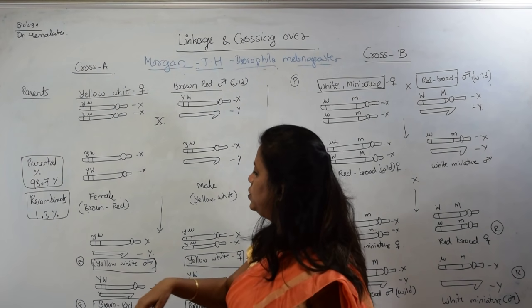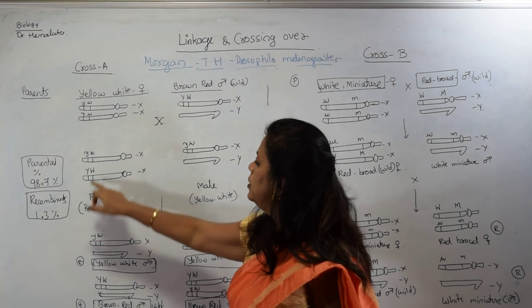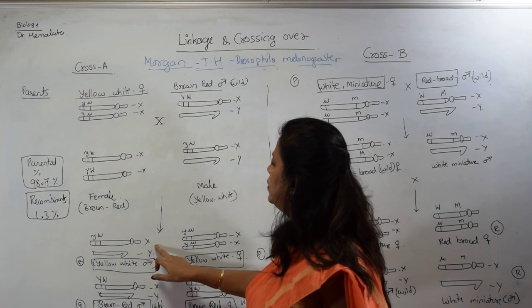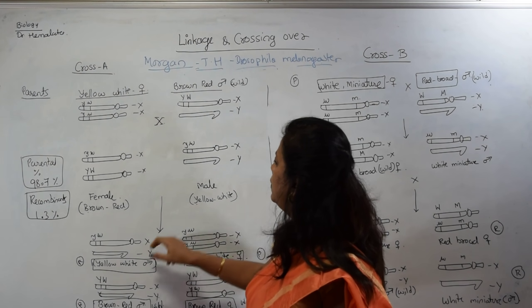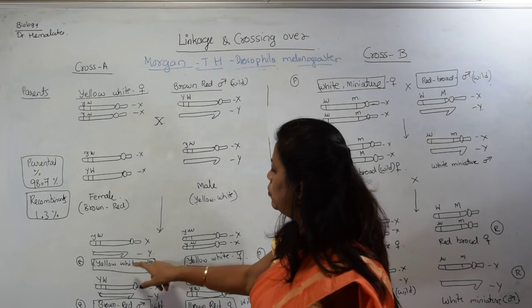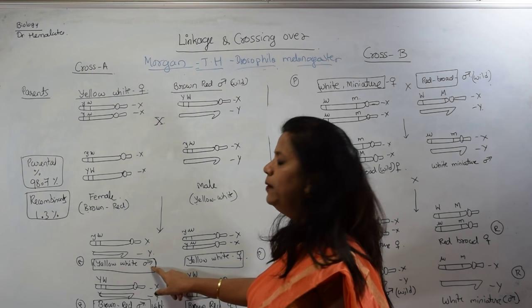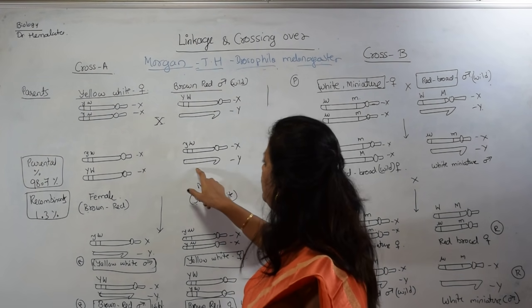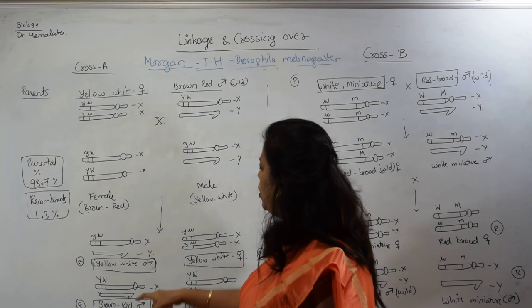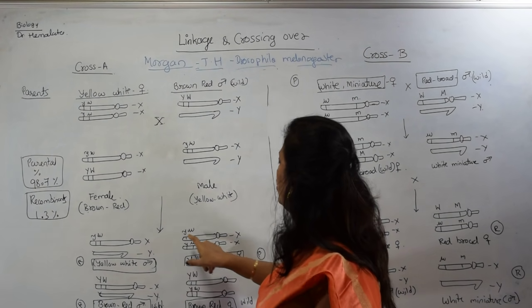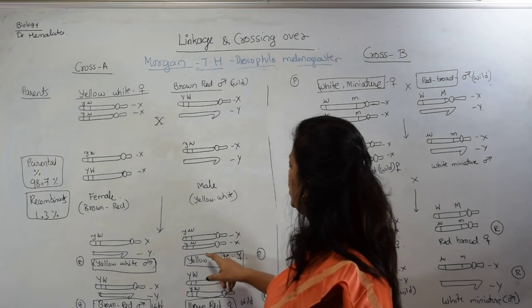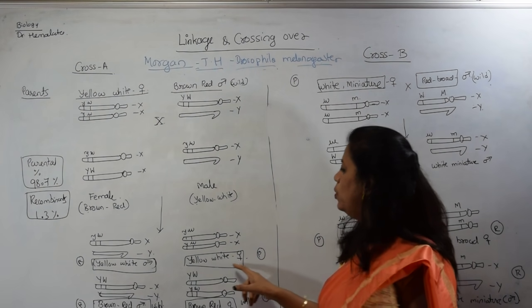What are the combinations? First one, this one: small y, small w, that is the recessive gene for the yellow and white character, combining with the Y chromosome. This will become a yellow-white male. Okay, this and this have combined. Next combination is small y, small w and small y, small w. This and this under one combination. This is again yellow and white.